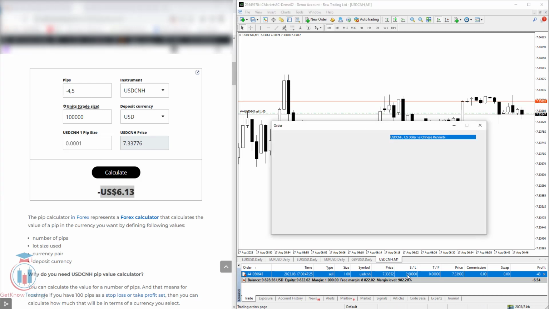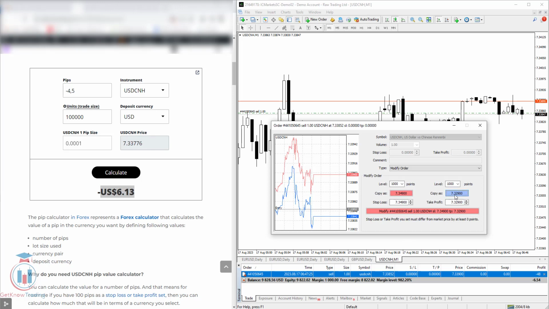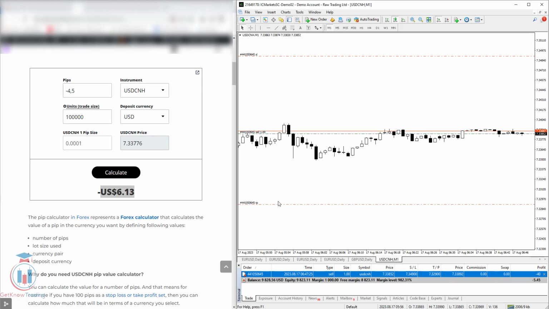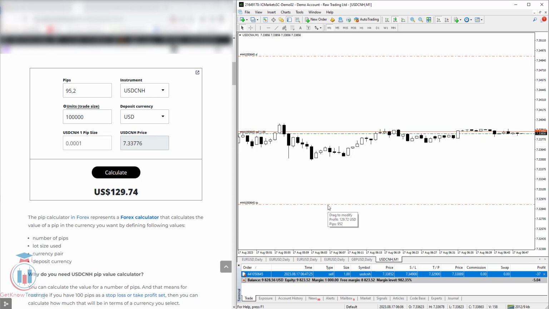And that would be helpful if you change, for example, let's change this to stop loss and take profit by 1000 units, which means 100 pips. Click OK, change this one, and you can see the stop loss and take profit levels here. So when you put your mouse here on the take profit, you can see that the profit is $129.72, and that means 95.2 pips. When I put here 95.2 pips, I need to get the same value as it is here. So I have got 129.74, and inside the trading platform I have 129.72.